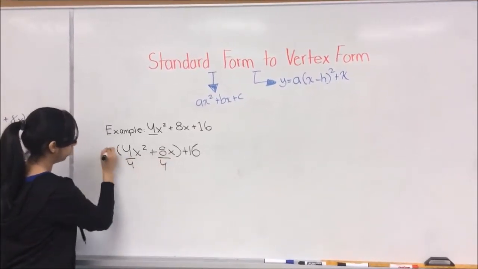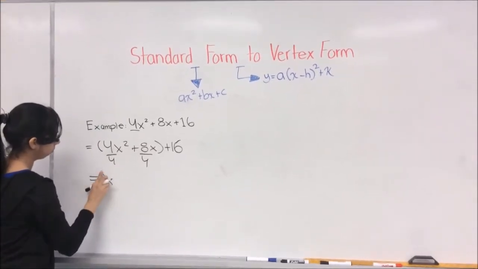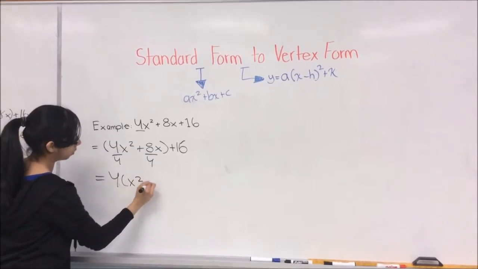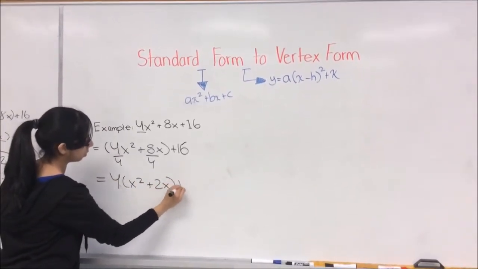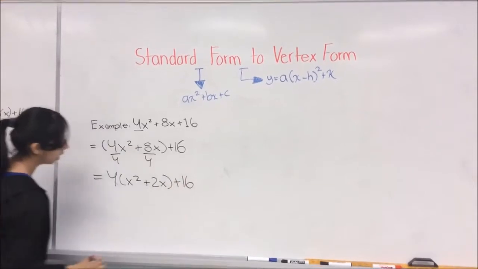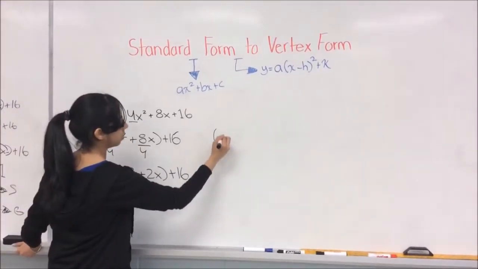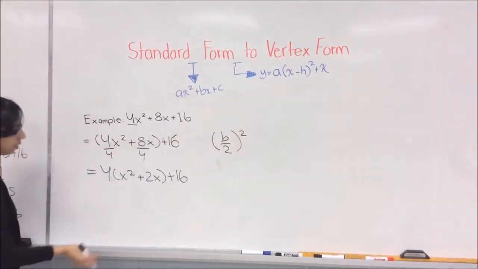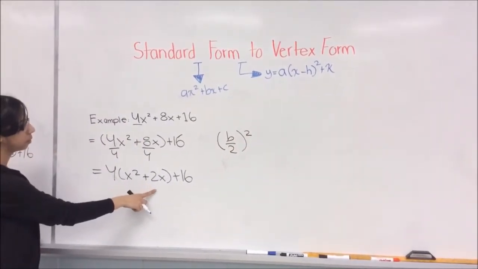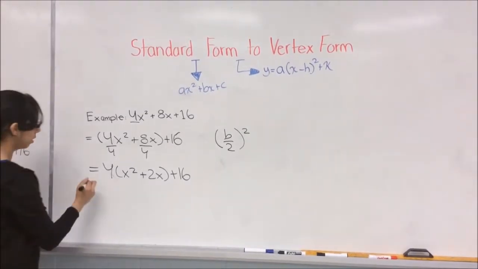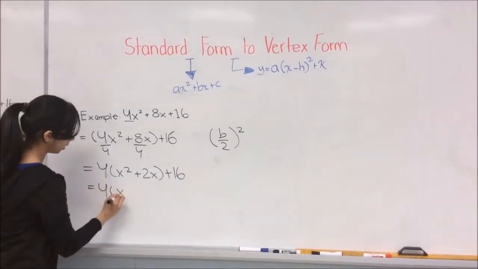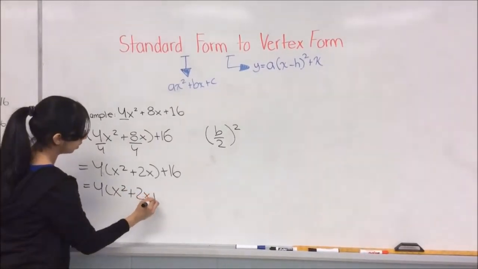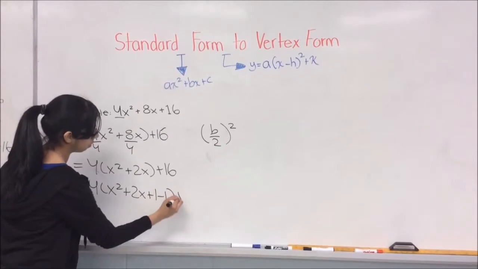And this should get you 4(x² + 2x) + 16. After that, you have to remember the expression again, which is (b divided by 2) squared. The b term in this case is 2x. So 2 divided by 2 is 1, and 1 squared is 1. So you get 4(x² + 2x, and you include two terms but with opposite signs, so plus 1 and minus 1), and then plus 16.